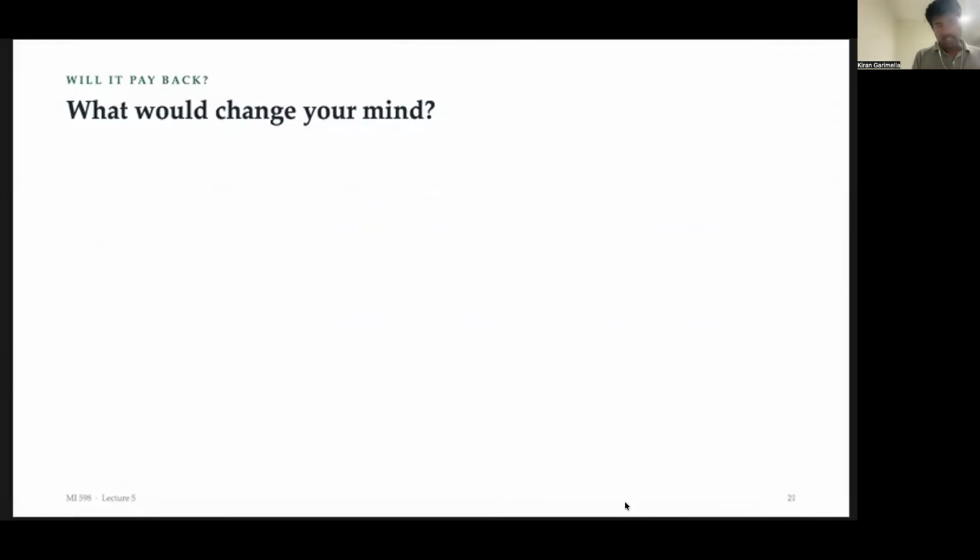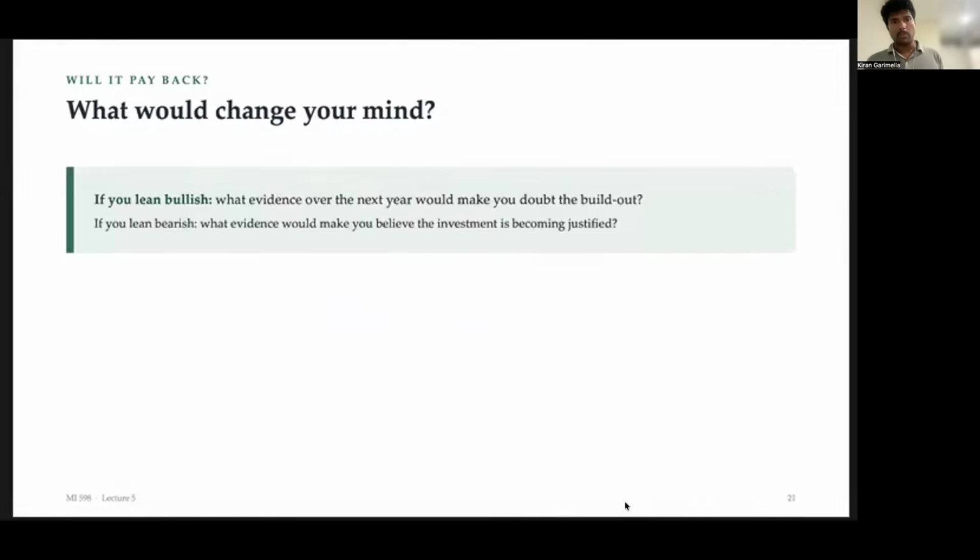It's been a really intense past hour or so. What we want to do now is pause for a moment and think about what your original priors were and whether some of these factors that I laid out really will change your mind or not. If you lean bullish, meaning you support AI and you want it to succeed, what evidence over the next year would make you doubt the build out? If you lean bearish, what evidence would make you believe that the investment will become justified?